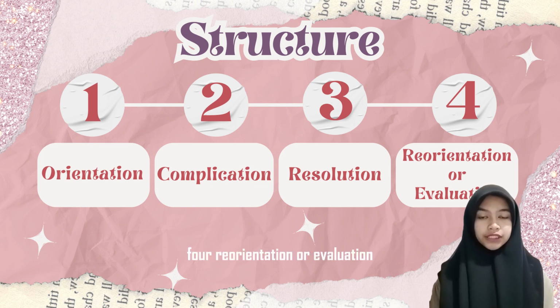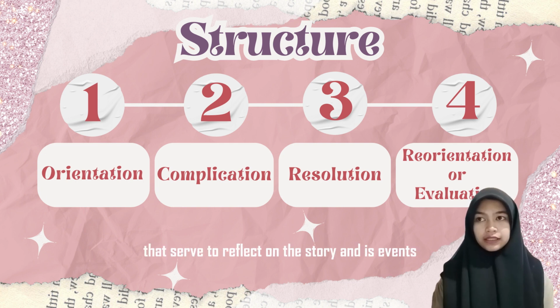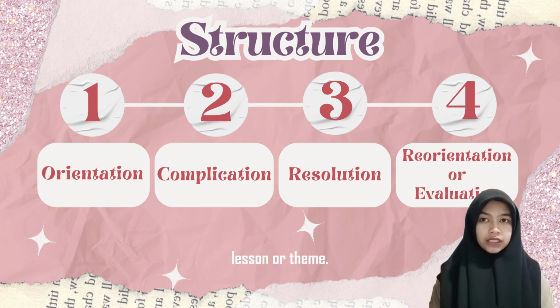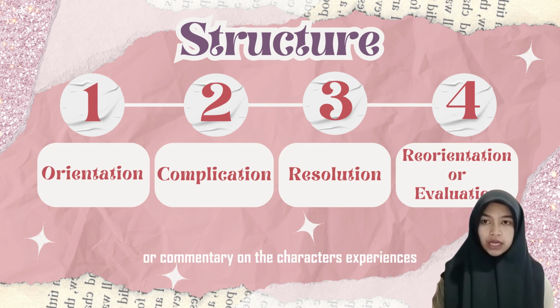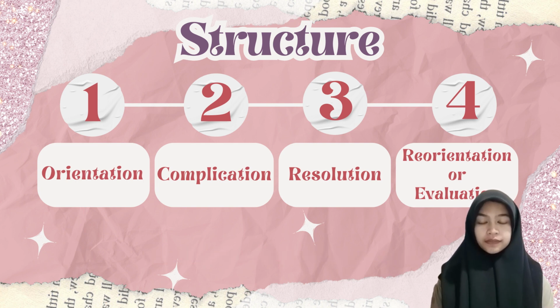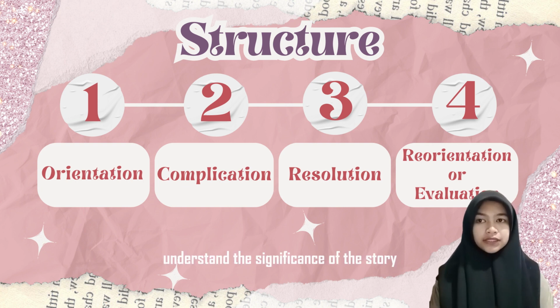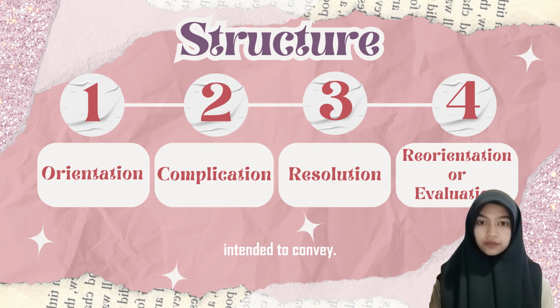Fourth, reorientation or evaluation. Reorientation, also known as evaluation, is an optional component of a narrative text that serves to reflect on the story and its events, reinforcing the moral lesson or theme. This section typically appears at the end of the story, providing a summary or commentary on the character's experiences and the consequences of their actions. It helps the reader to understand the significance of the story and encourages them to consider the message or lesson the author intended to convey.